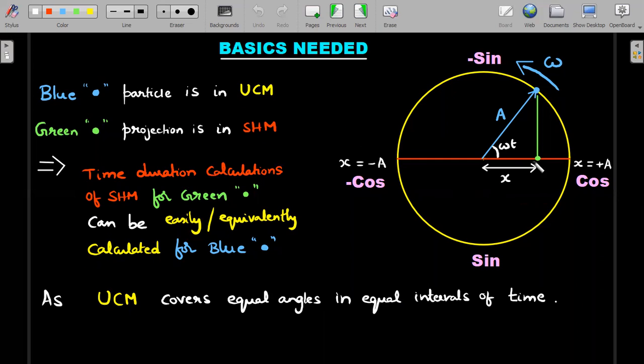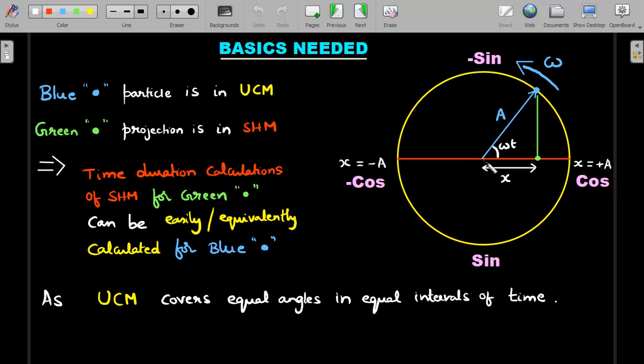Whenever a blue particle, can you see the blue particle, is in UCM, which is uniform circular motion, let's say this is the blue particle, rotating in uniform circular motion with an angular velocity omega, that would be a constant because it is uniform circular motion. Then the radius vector of that particle on the diameter will have a projection. Projection means a shadow or an x component of it.